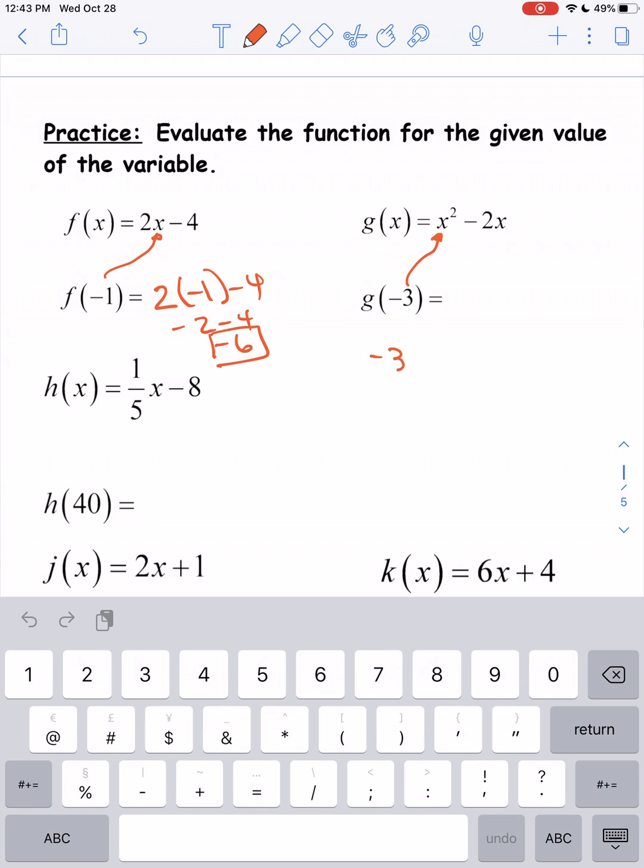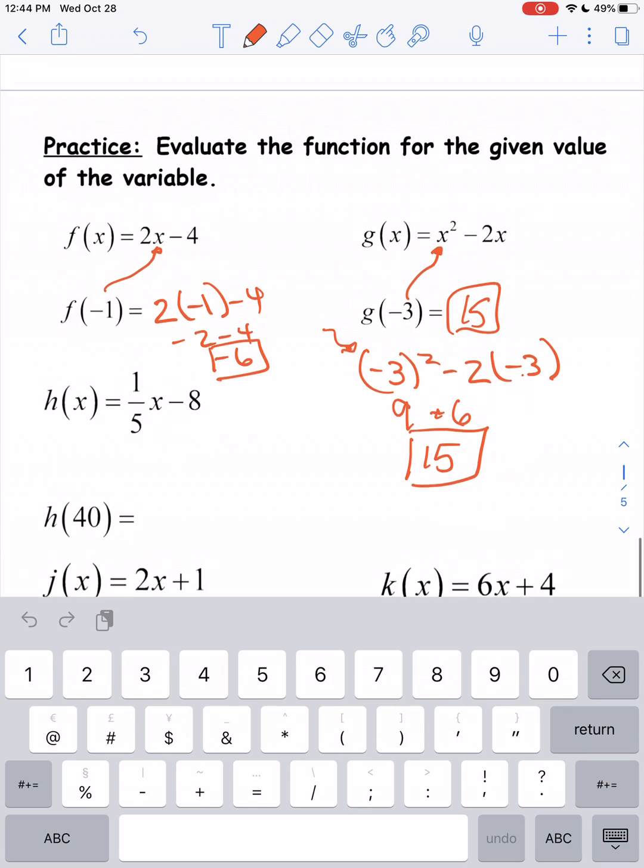So we would say negative 3 squared minus 2 times negative 3. Be very careful when you square a negative number, or raise it to the second power, in your calculator. You must add these parentheses. Otherwise your calculator will square the 3 and then take the opposite of it. You're going to get the wrong answer. So we all know that negative 3 times negative 3 gives us a positive 9. And we have a negative 2 times a negative 3. That's going to give us a positive 6. So the answer we're looking for, the value of g of negative 3, is going to be 15.